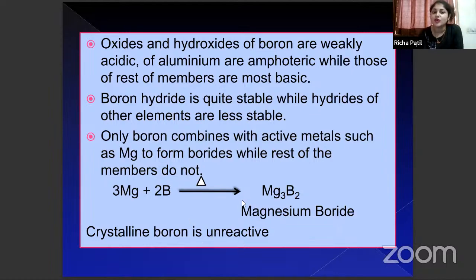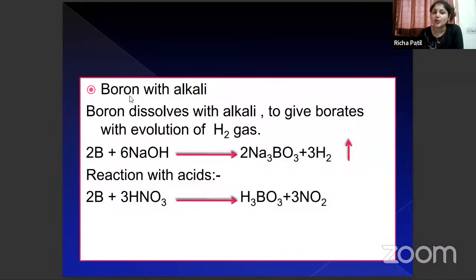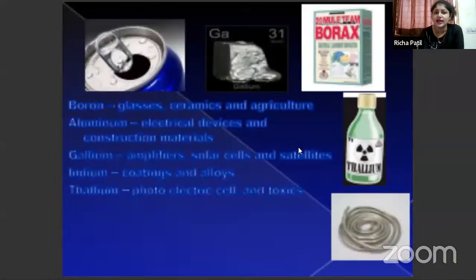Crystalline boron is unreactive. When boron reacts with an alkali like NaOH, it gives you borates. Sodium borate, Na3BO3, is formed here, and H2 gas is liberated. When reacting with an acid, the acid taken here is nitric acid. Boron, when reacted with nitric acid, gives you H3BO3 plus 3NO2. So these are the reactions.